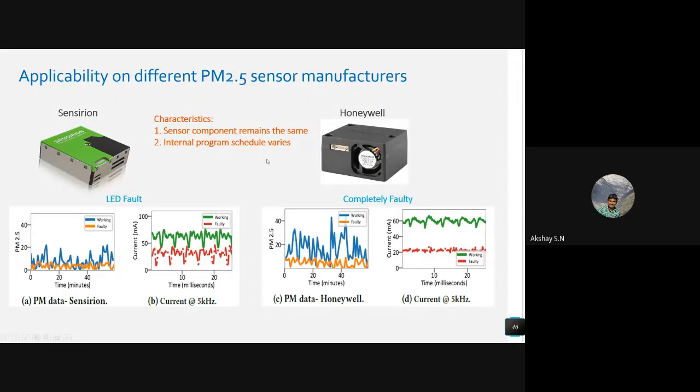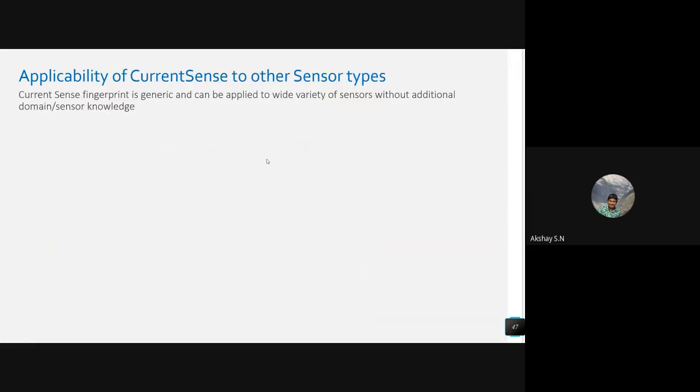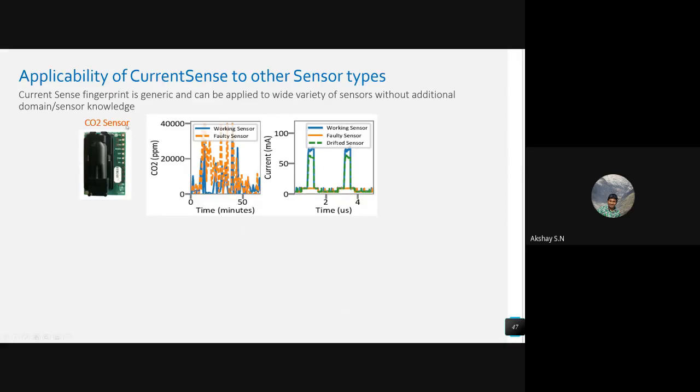The next slide basically asks, can this current signature work with other sensor types, that are not pollution, but something else? So here is an example. Here is a carbon dioxide sensor, and this is the data from the 2 sensors. As you can see, both working in blue and faulty in orange, they have similar data. Again, you cannot tell which one is faulty or not.